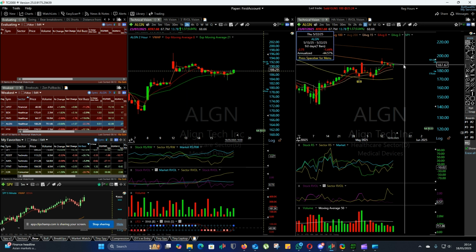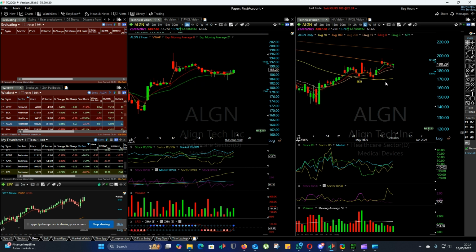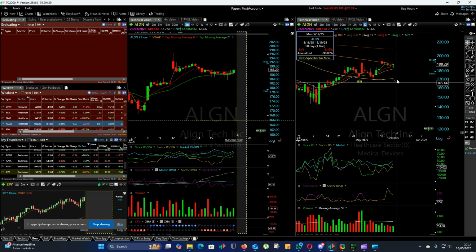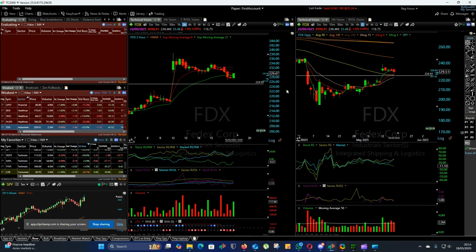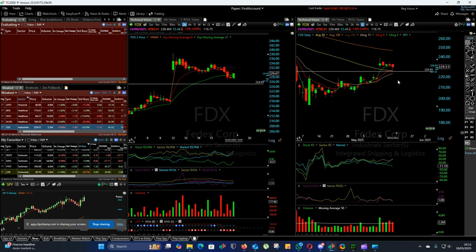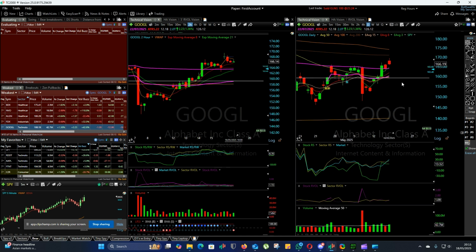Same with Algen, this is what I like, but I would have loved that on the 50 SMA because there's just nothing but clear water ahead of us. But even here to here is a good move. That's $18. That's a solid move. And some of these stocks might be breaking down very early next week, potentially.